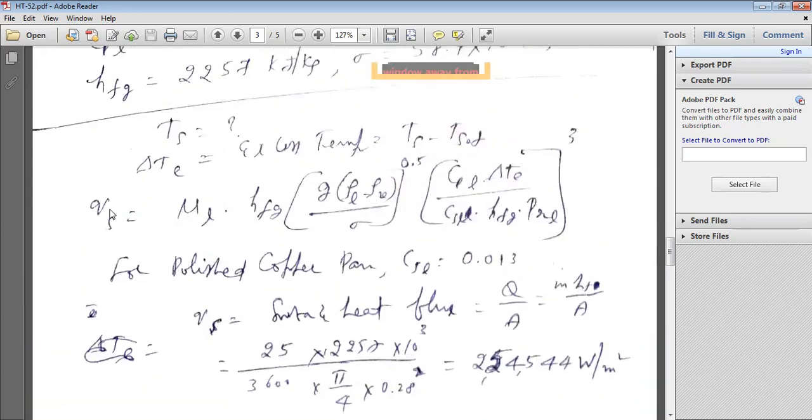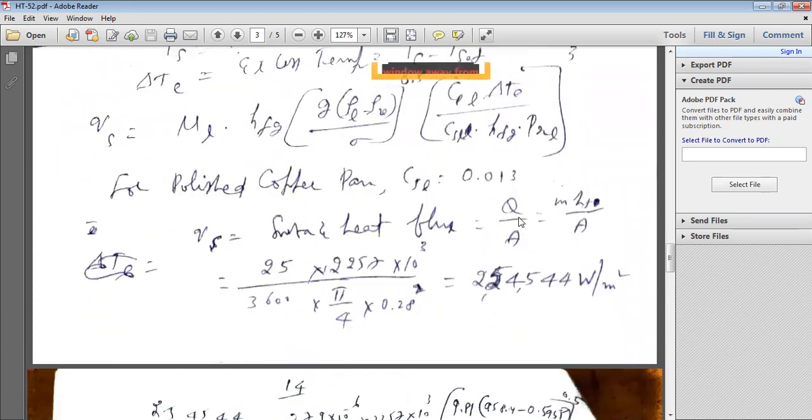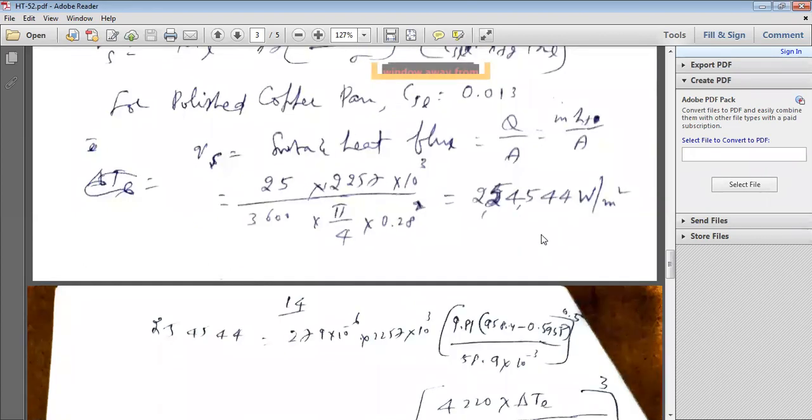So you require heat flux. How do you calculate? By using this formula, Q by A. But how do you calculate Q? Mass times latent heat of vaporization divided by area. Mass is kg per hour, but you are counting kg per second, 25 divided by 3600. And hfg is 2257 kilojoules, converted to joules, times 1000, divided by the circular pan area π/4 d square. From this, the surface heat flux is 254,544 watt per meter square.